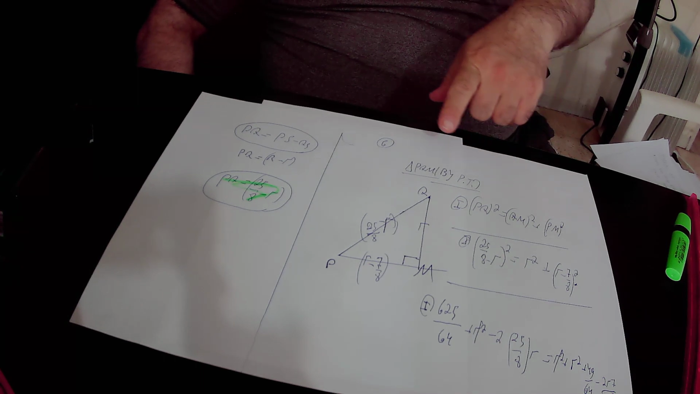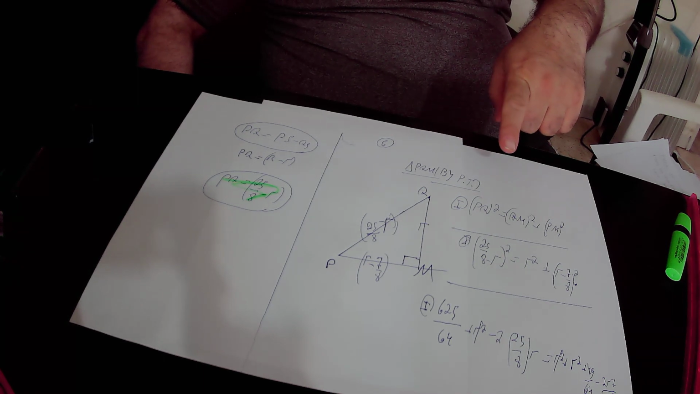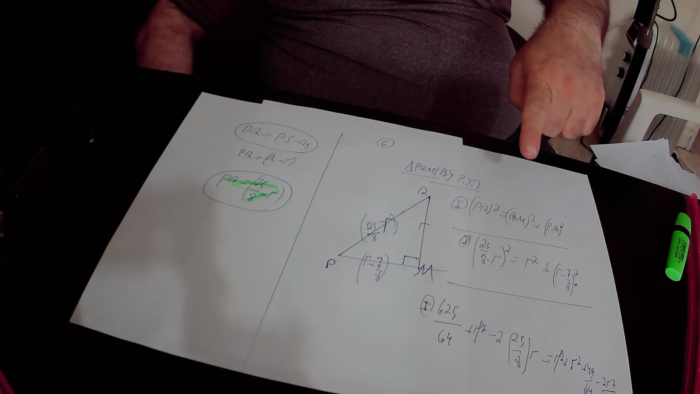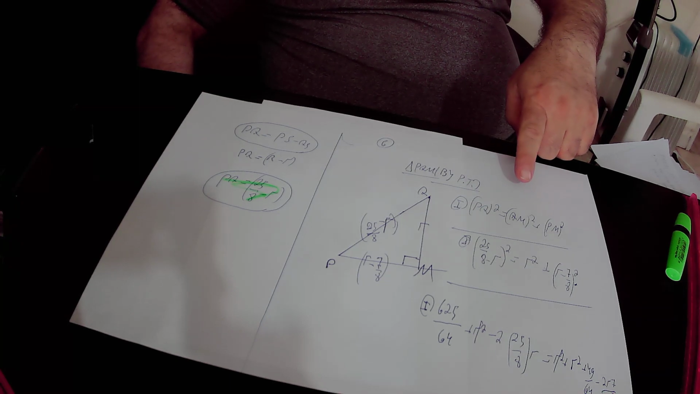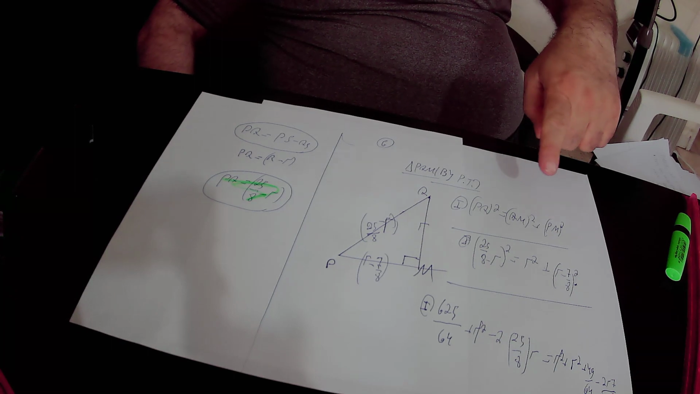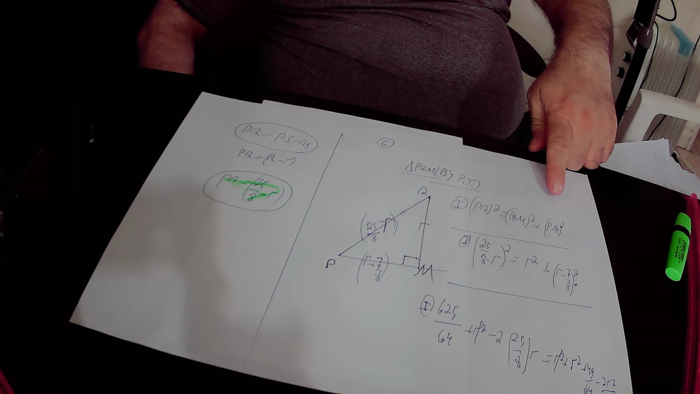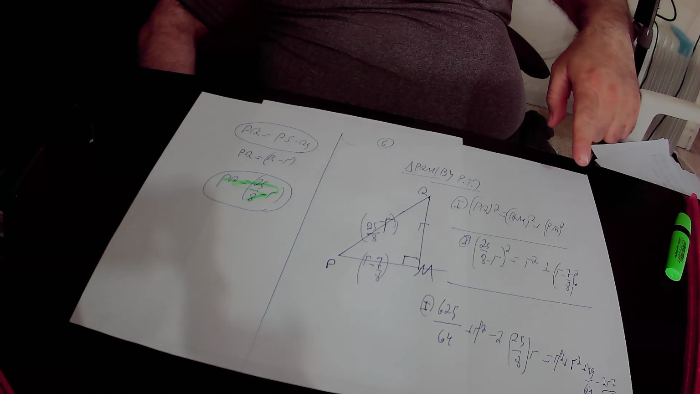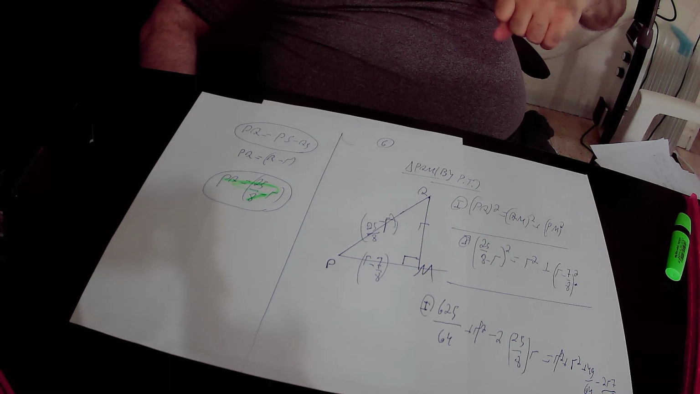So PQ equals 25 over 8 minus r, so PQ squared is (25 over 8 minus r) squared. That is equal to QM squared plus PM squared. QM is r, so QM squared is r squared. PM equals r minus 7/8, so PM squared equals (r minus 7/8) squared.